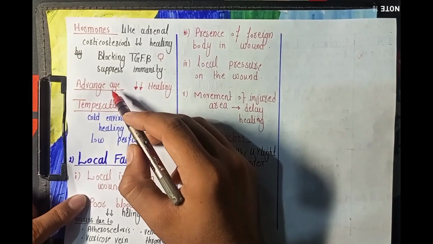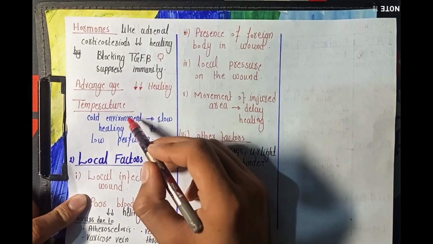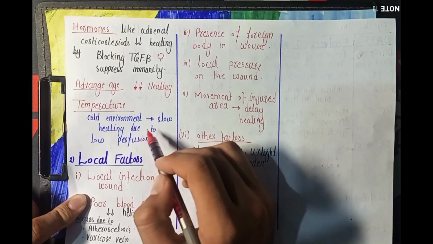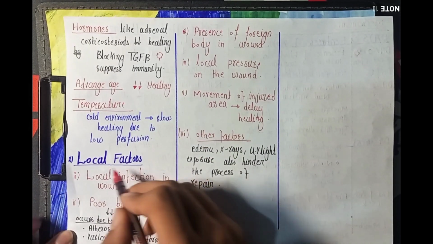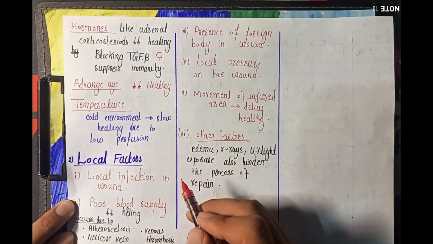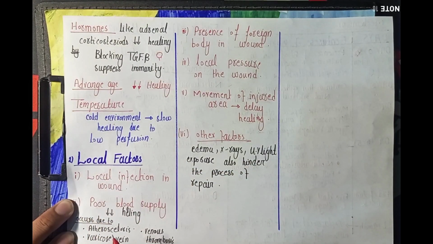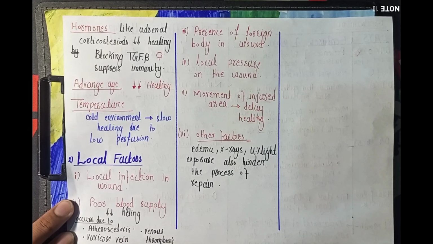Similarly, with the increase in age, the process of wound healing decreases, and when the temperature is very low, then the healing process will also be low due to the less perfusion. The second one is the local factors. So the local factors also impair the process of the wound healing, like local infection in the wound, and poor blood supply toward the site of the injury that decreases the healing, and the poor blood supply occurs due to arteriosclerosis, varicose vein, or venous thrombosis.